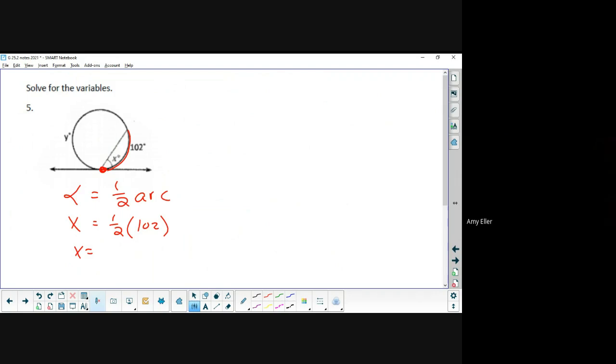I said think about it. I didn't say get your calculator. Half of 102. So half of 100 is 50, and you've got 2 extra, so 51. I don't care if you use a calculator, but sometimes we just forget to think first. This one happens to have a second variable. We've just found X.